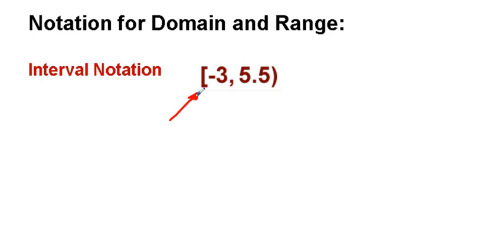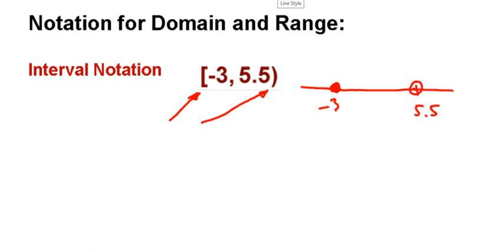Interval notation. What we have here is a bracket and a parenthesis. In this case, our endpoints are at -3 and at 5.5. We have the bracket, so that's the same as greater than or equal to. Then we go to 5.5, which is going to be an open point or open circle, because that's what number line notation looks like.